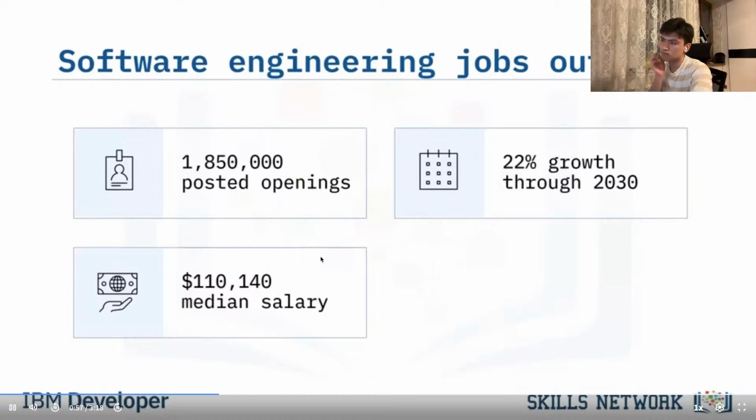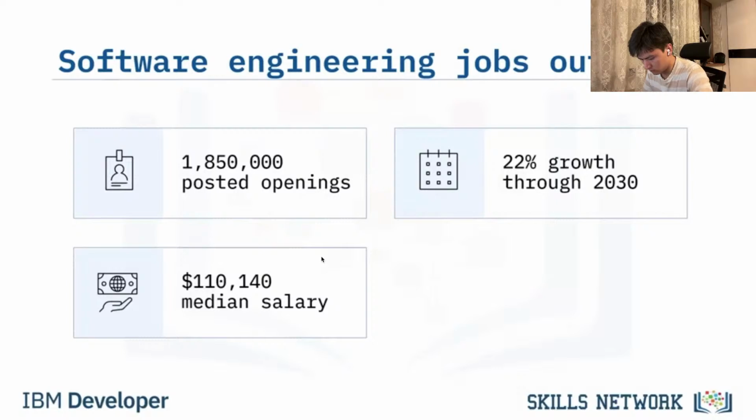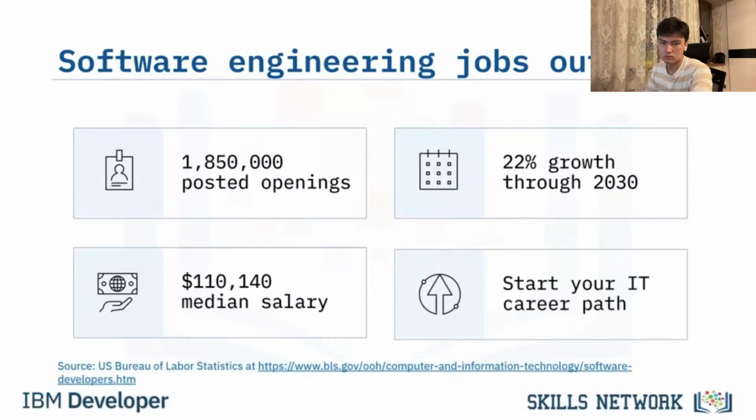The median U.S. software developer specialist salary is $110,140 US dollars annually, and per hour pay is almost $53 US dollars. Software engineering jobs are also a great way to start on your path to a high-paying career in information technology.